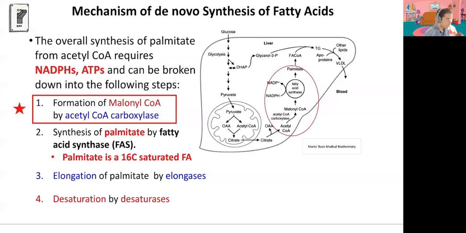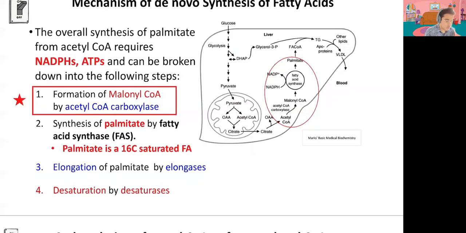Synthesis of palmitate by fatty acid synthase basically creates what? Malonyl-CoA. And for malonyl-CoA, there's a whole big cycle: elongation of palmitate by elongase and then desaturation by desaturase. There are all sorts of components, and you don't need to know it. All you need to know is malonyl-CoA, acetyl-CoA carboxylase, and the cofactors that you need for it.